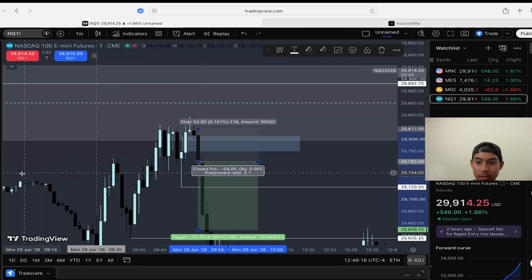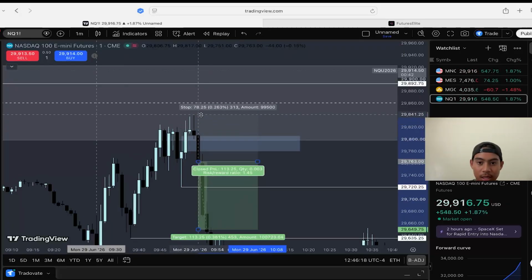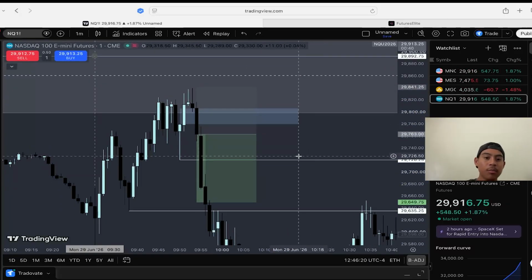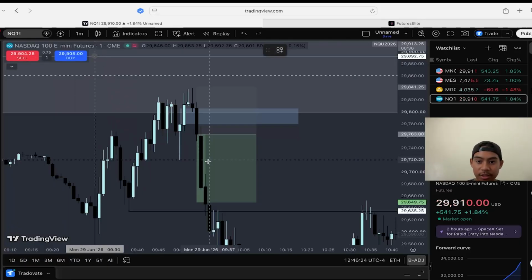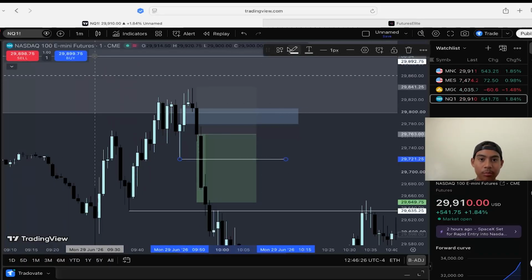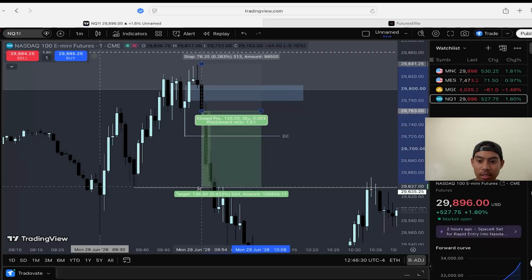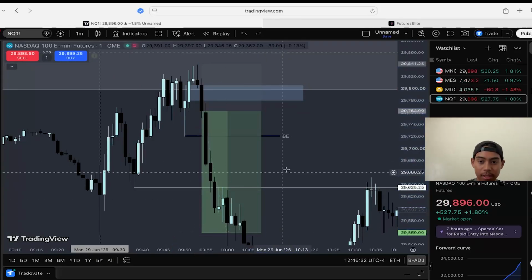Stop above that high. Okay, not that high, but this high right here. And then I went break even at the first internal low. So it would be this one right here. This is where I went break even. And then my target was the 930 low. This was my target right here.